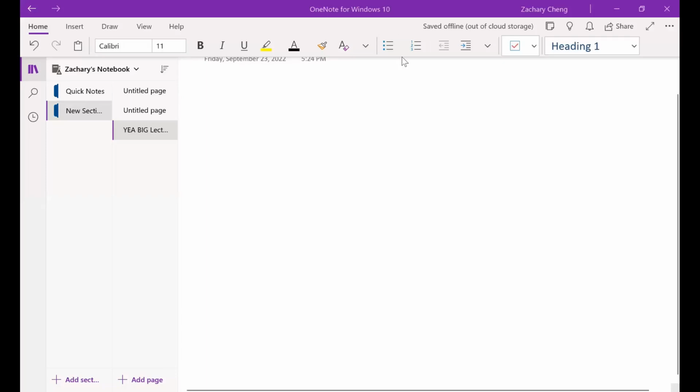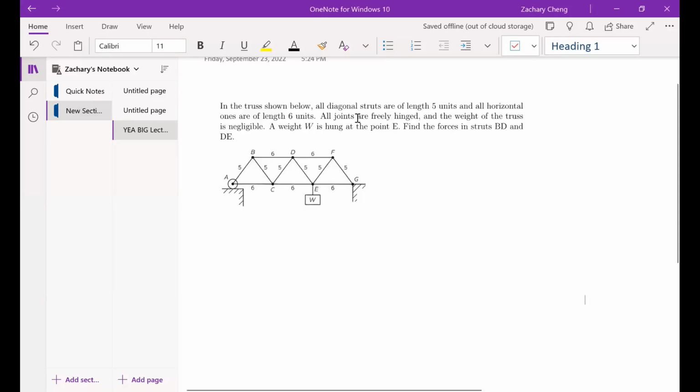So hello everyone. Today's topic of the physics lecture will be torque and rotations. So here is the first problem. Yeah, you can read it for yourself and try it. I'll give you like 2 minutes to do it because this one isn't that hard. So yeah.